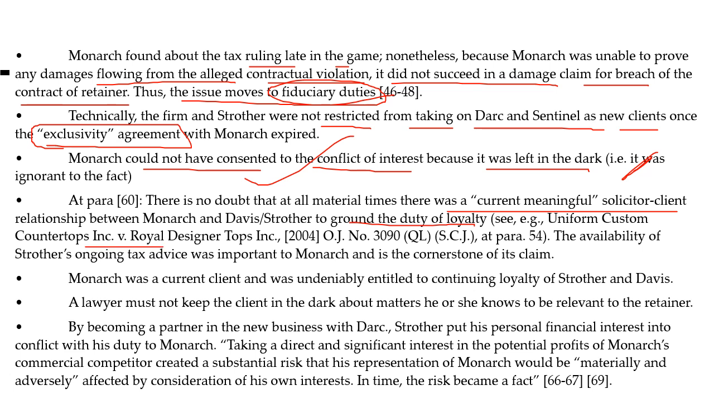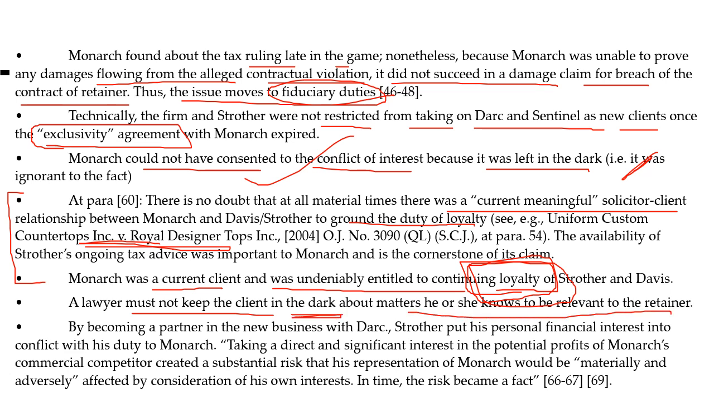And these are the cases in which this happened. The judge highlighted these cases. Monarch was a current client, undeniably entitled to continuing loyalty. So there was no loyalty on behalf of Strother to Monarch. A lawyer must not keep the client in the dark about matters he or she knows to be relevant to the retainer. So this is the duty of candor.